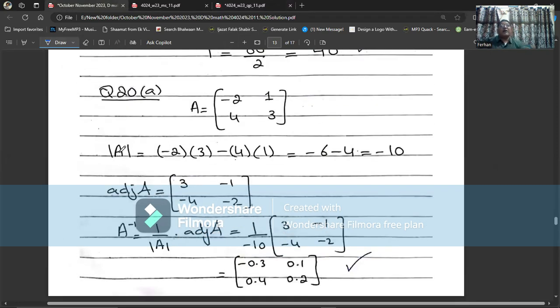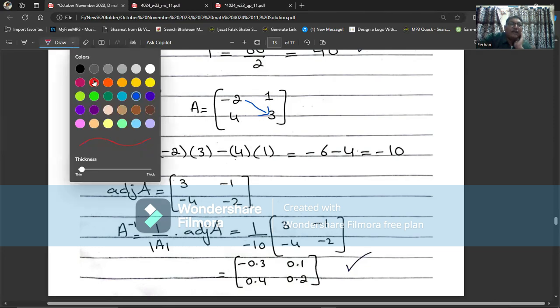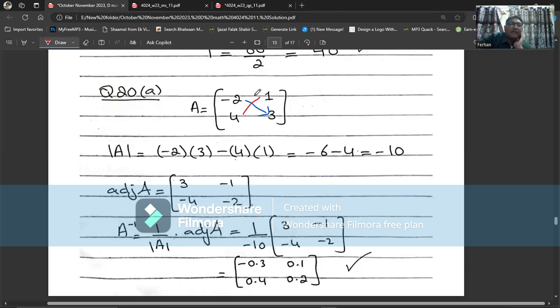First of all, I will find the determinant. I will multiply these two, so minus 2 multiplied by 3, minus, then I will multiply these two, which is 4 into 1. So you will have minus 6 minus 4, and that will be minus 10. So the determinant of A is minus 10. Then I will find the adjoint. In the adjoint, I will switch the positions of these two, and I will change the signs of these two. So the adjoint is 3, minus 1, minus 4, minus 2.